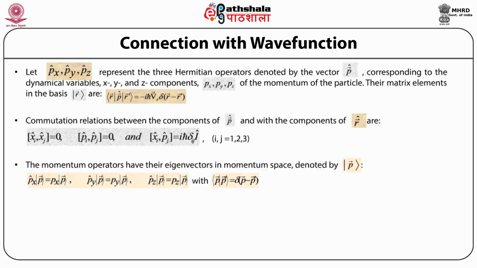operator r basically denotes the del operator with respect to the position coordinates, and the delta function of vector r minus vector r prime denotes that unless vector r prime is equal to vector r, the delta function will return a value 0. And if the vector r is equal to vector r prime, then the delta function returns a value 1.